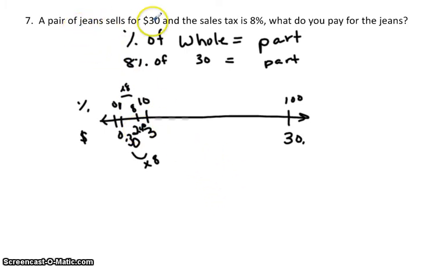I have to find out how much I'm paying for the jeans. So if they were $30 and I'm going to add to it $2.40, the total out the door would be $32.40.